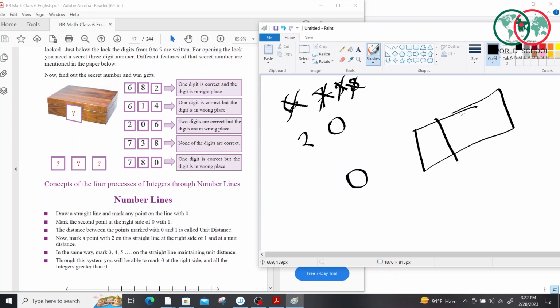It cannot be in this place, because it is in this place, but it is saying it is in the wrong place. That means 0 is among the 3 digits, but it is not in the 1's place. It has to be in the 100's place or in the 10's place. So our other answer was 2 and 0. 6 is not our answer.